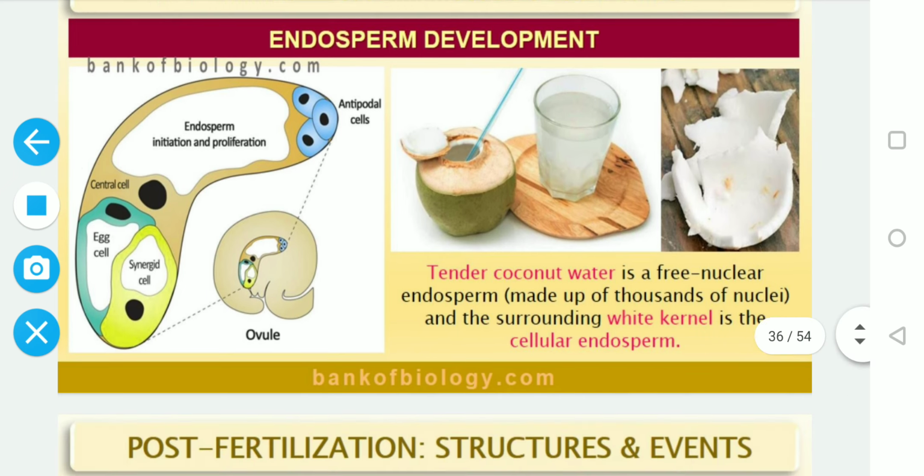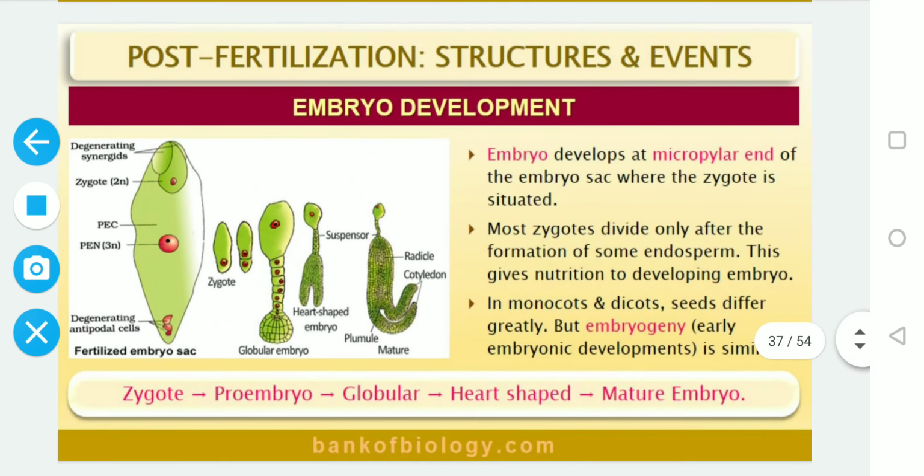Got it? Yeah. So, how does the embryo develop? As I said, in the beginning, the endosperm is very important. Without the endosperm, embryo development will not take place, because for the nourishment of the embryo, endosperm is required.